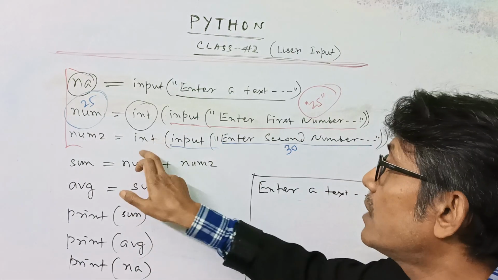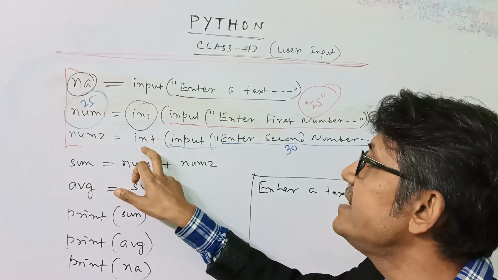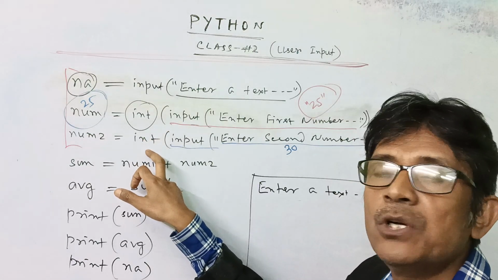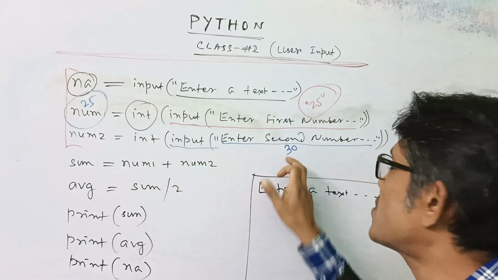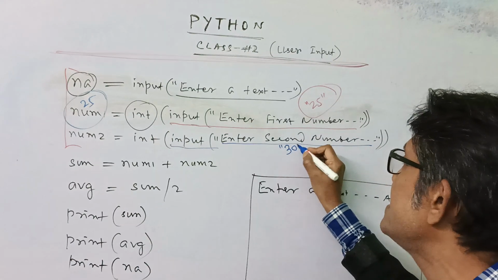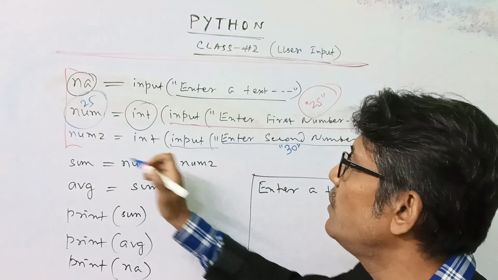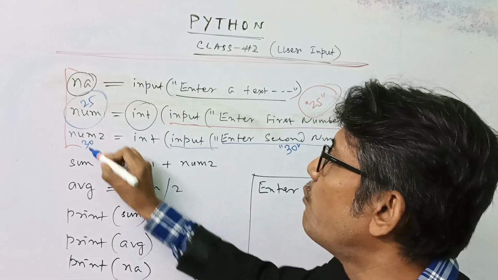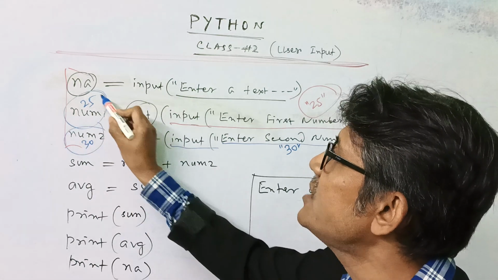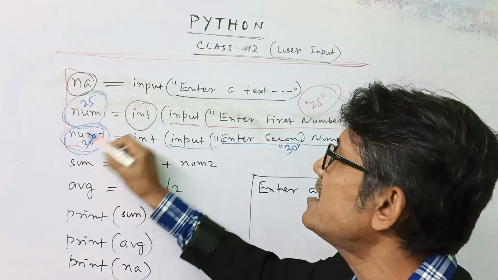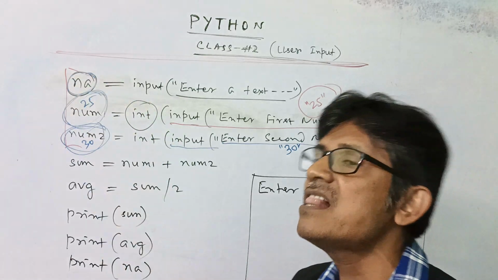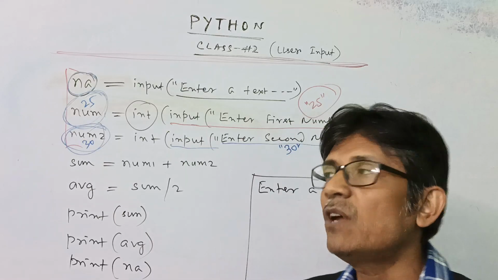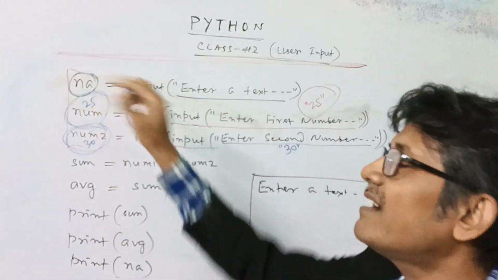So this is the command, that int, this keyword we have to use to convert that text number. That means the number is in text form, that number will be converted into this num2 in integer form. So first integer is this, second integer is this, and this I've taken as a single text.